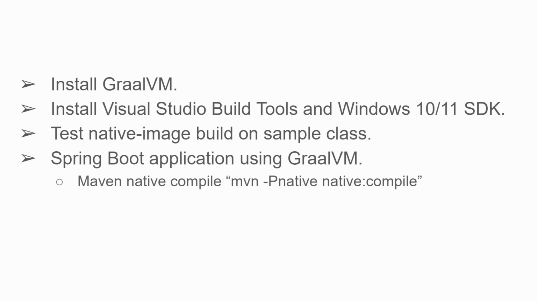If you have a Maven application, then we need to use the command native compile. And if we have Gradle, then we have to use Gradle native compile. Now let's jump into the installation. In my system, the Visual Studio build tools were already installed. I'm just going to install some of the missing pieces that are required for the GraalVM native image.